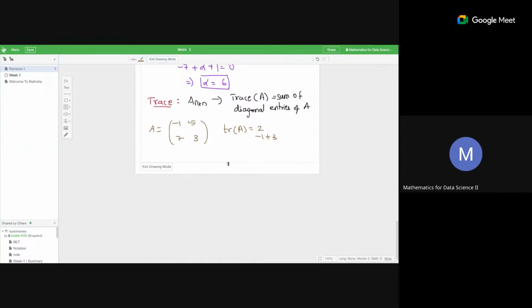Now, can you tell me what is the trace of an identity matrix? Let us say the order is 3 by 3, I3. What is the trace of I3? 3. In general, the trace of In is n. Okay, so you understand what is the trace of a matrix, right?